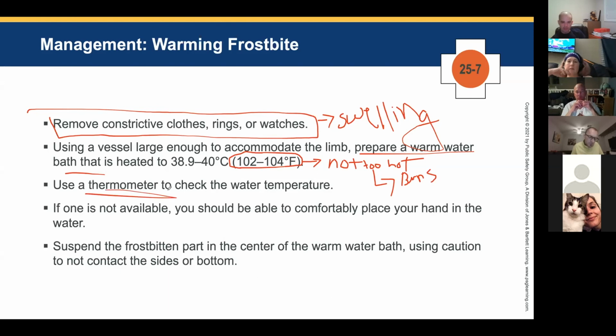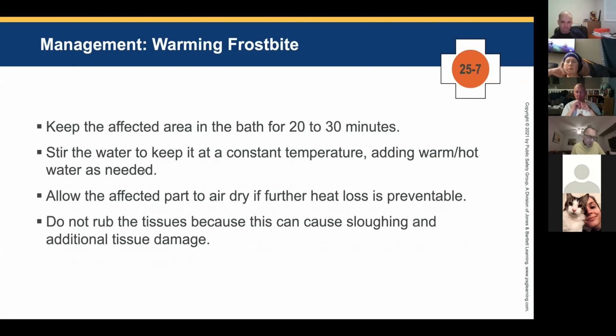So we want to make sure that we use a thermometer to check the temperature. And if one is not available, place your hand in it. If it's comfortable, move forward. If it's not comfortable, don't put the frozen part in it. And then we want to suspend the body part in the center of the warm water bath using caution not to contact the sides or the bottom.